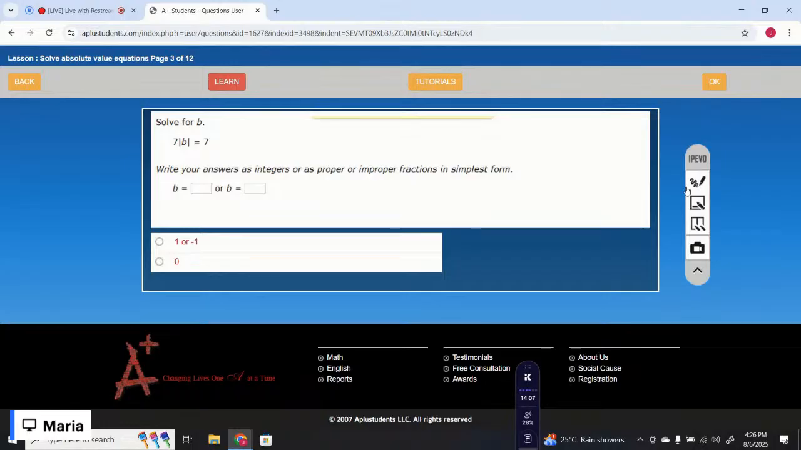Seven b equals 7. So option number 1 is the correct option. They are 1 and negative 1.